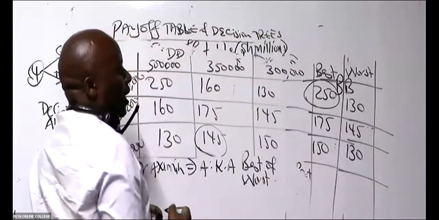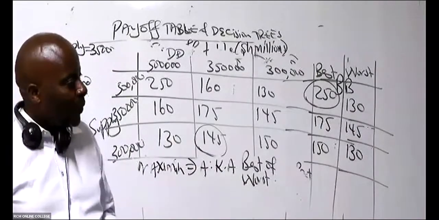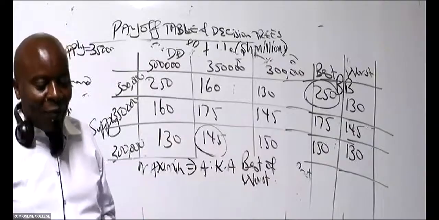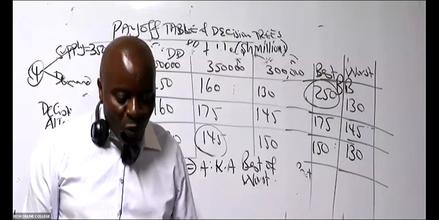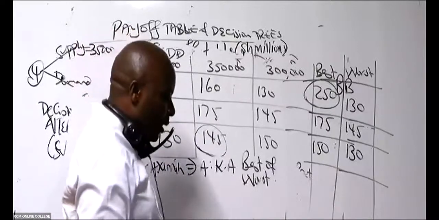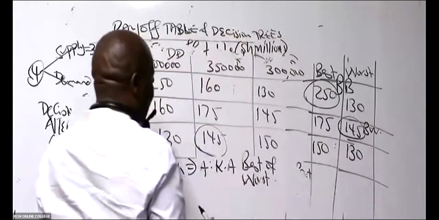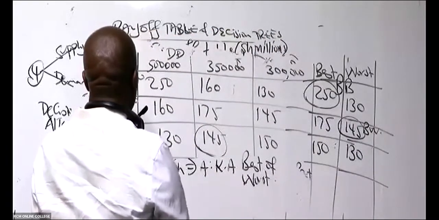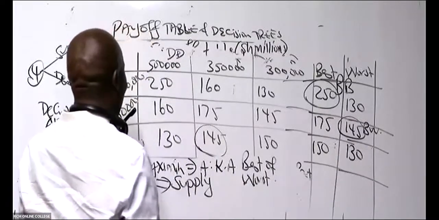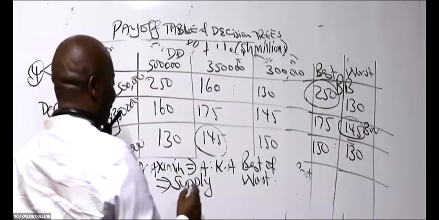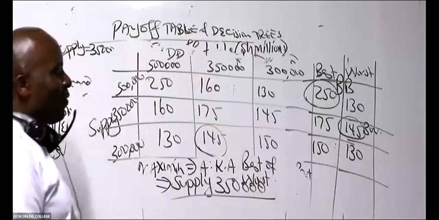So among the three, which one will be the BW, best of the worst? 145. So best of the worst there will be 145. So this is what we call BW. And therefore, if it's max mini, in this case here, supply how many units? 350. Lucy, check well. Supply 350,000.